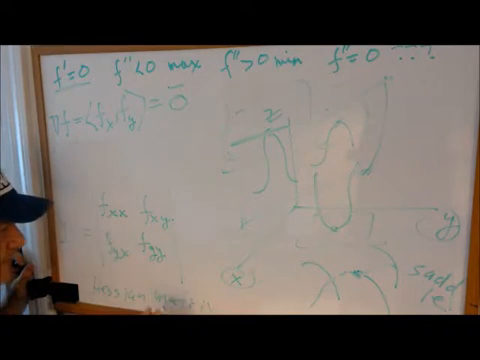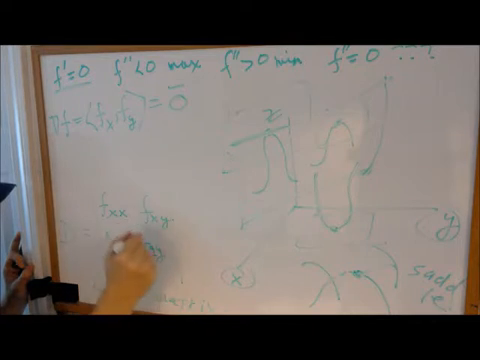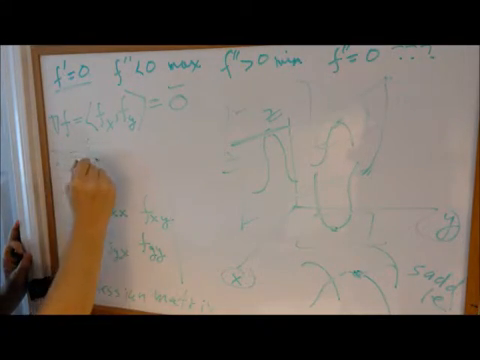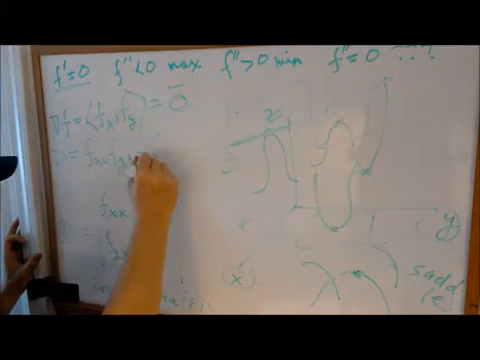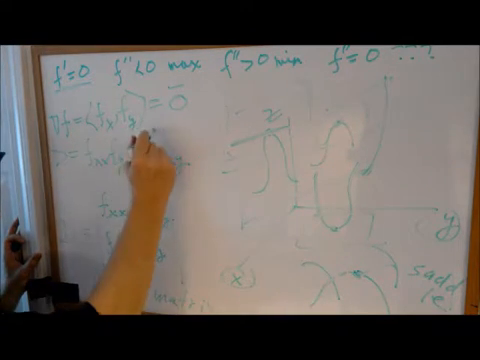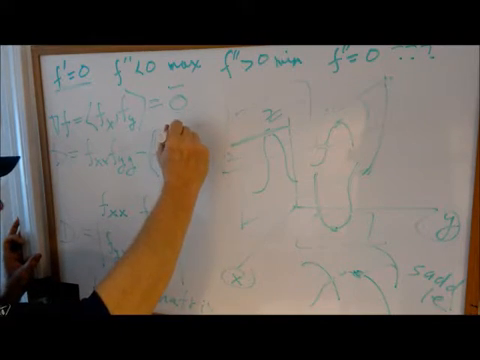And how do you write the determinant? Well, it's this times this minus this times this. So let's write it up here. We have f x x f y y minus f x y, but these two are the same, so typically we write f of x y squared.